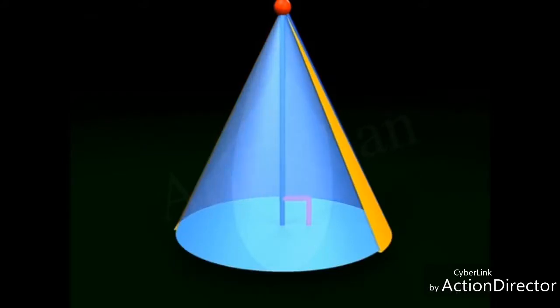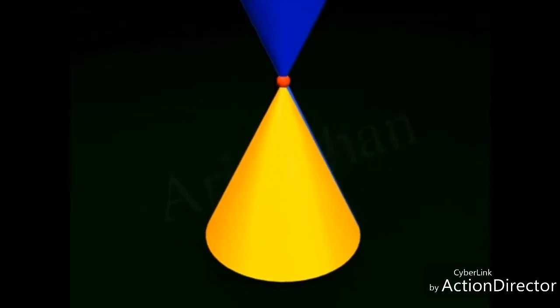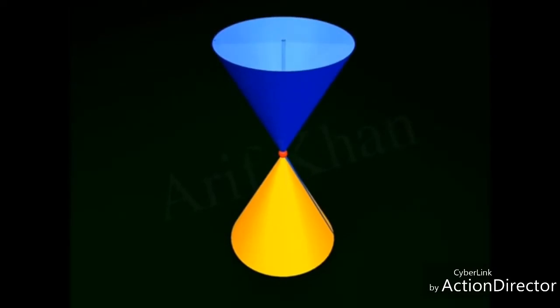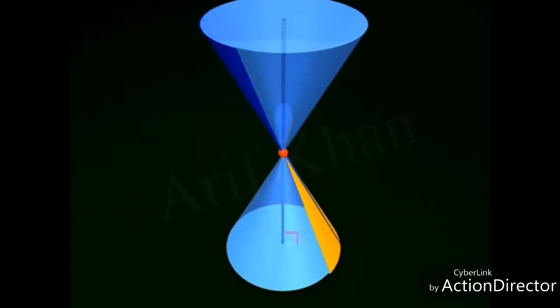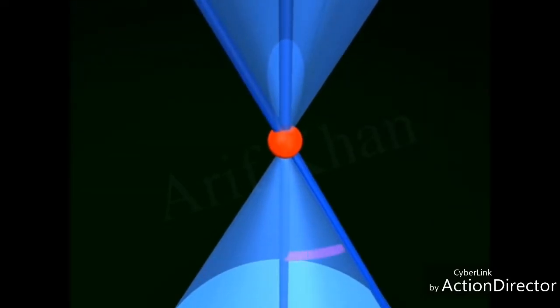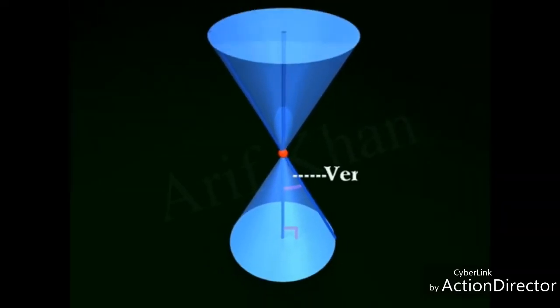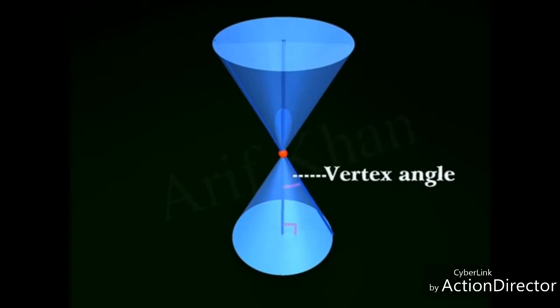The lateral surface of a right circular cone is called a nap. A double right circular cone has two naps. The nap above the vertex is called the upper nap, and that below the vertex is called the lower nap. Also, the angle between the generator and the axis is called the vertex angle.